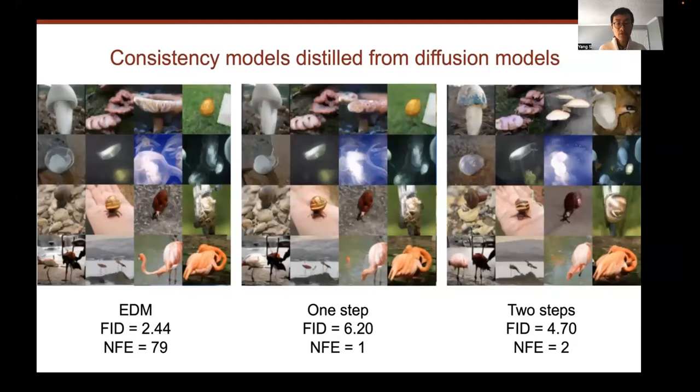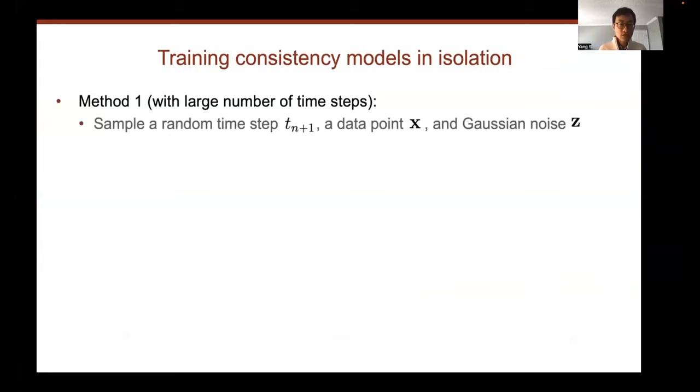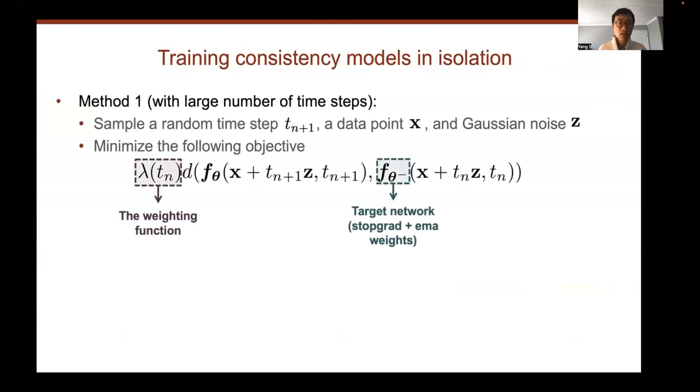Moreover, we can also train consistency models in isolation without relying on any diffusion models. So this makes consistency models a standalone generative model on their own right. The first approach to train those models is to first sample a random time step and a point across the noise, then minimize the following objective. This objective does not require any pre-trained diffusion model. And again, we have the weighting function and target network for optimization purposes.